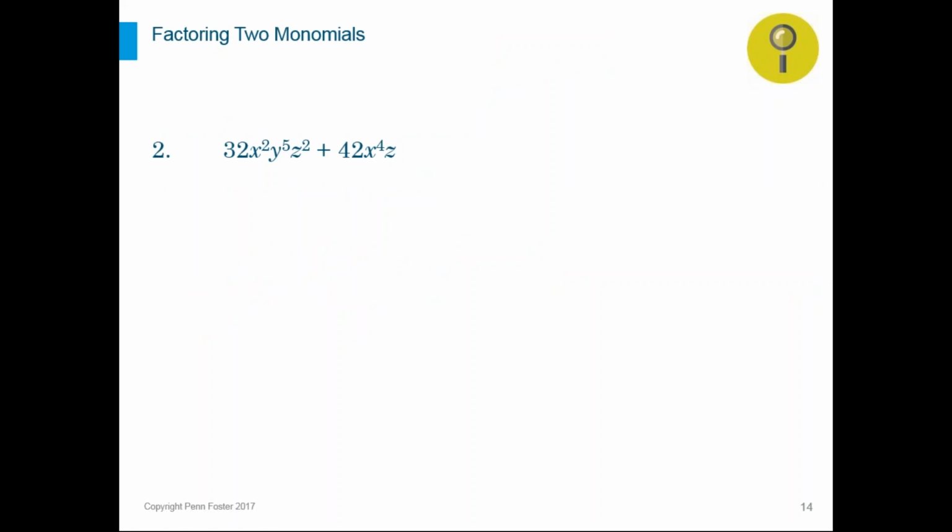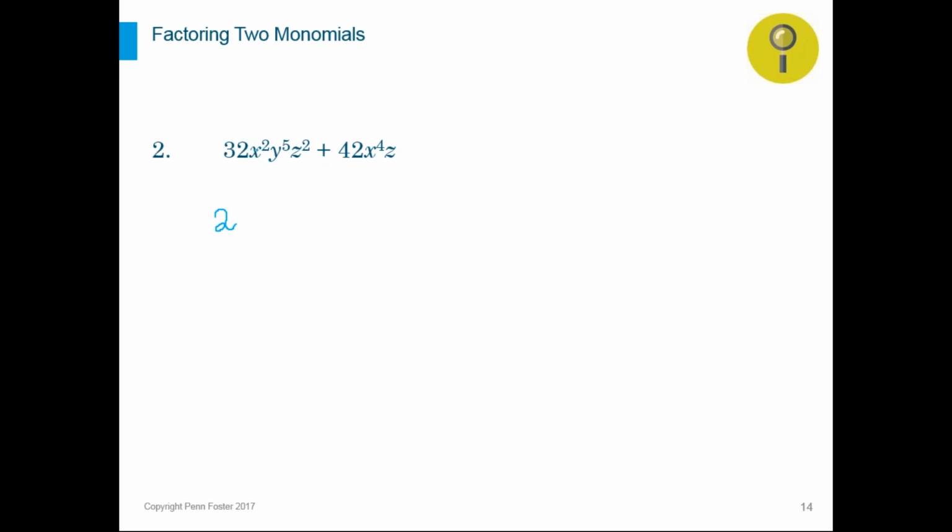32x squared y to the fifth z squared plus 42x to the fourth z. Factor this binomial. The first thing that comes to my mind is the greatest common factor. Find the greatest common factor first. I have 32 and 42. Well, this one is tricky, so you may want to do the tree method. When you do the tree method, you're going to find out that 2 is the greatest common factor between 32 and 42. Let's do the variables.